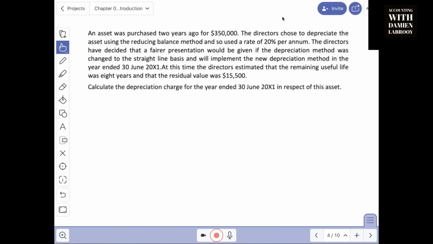An asset was purchased 2 years ago for 350,000. The directors chose to depreciate the asset using the reducing balance method and so use the rate of 20% per annum. The directors have decided that a fair representation would be given if the depreciation method was changed to the straight line basis and will implement the new depreciation method in the year ended 30th June 2000X1. At this time, the directors estimated that the remaining useful life was 8 years and the residual value was 11,500.